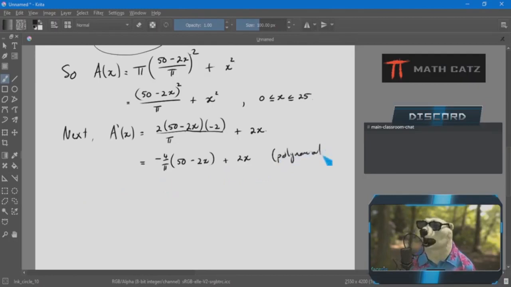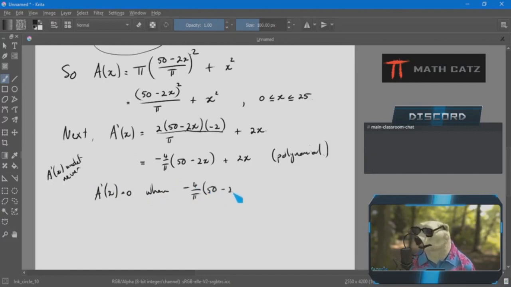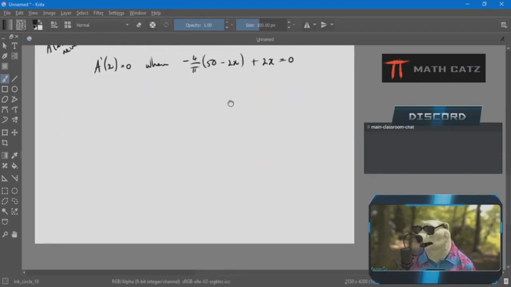Polynomial. And because of that, I know that when I check my critical points, the undefined check is never going to happen. So the derivative is going to be 0 when I set this thing equal to 0. Let's do that and see the equation that we are working with. Plus 2x here equal to 0. Let's not get distracted by everything else.